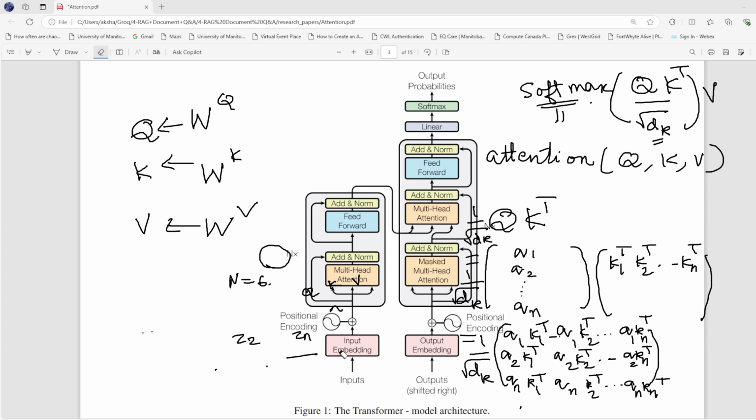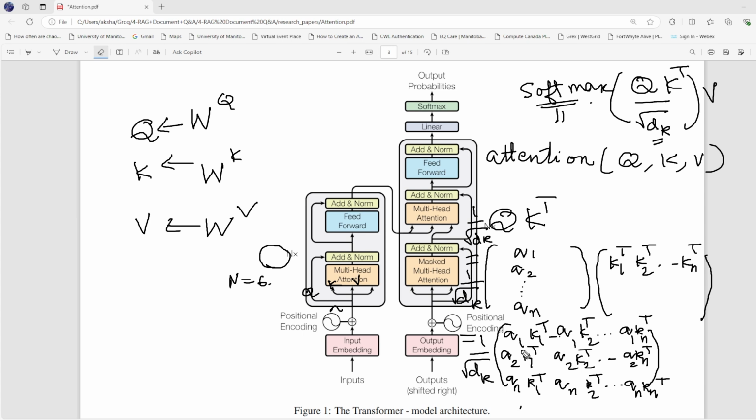So this is exactly what's mentioned in the paper, right? They divide by the square root of dk. Okay, so you have this. Now you take the softmax of this entire thing, right?